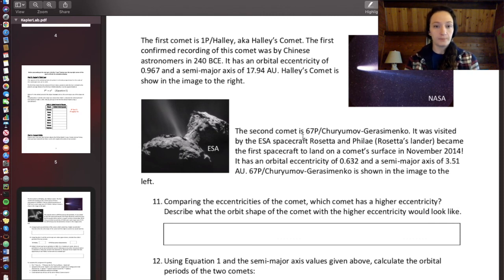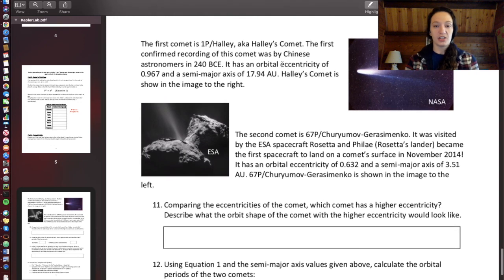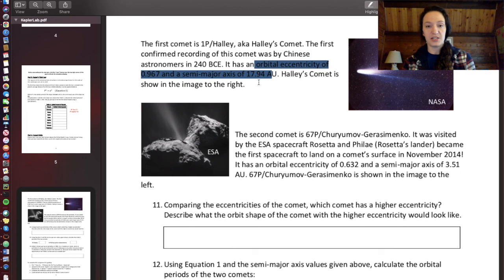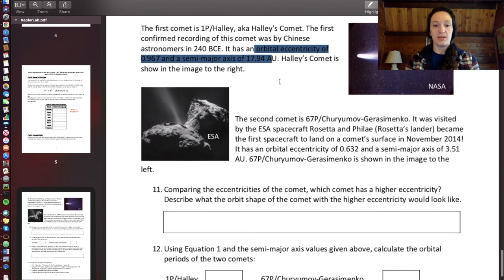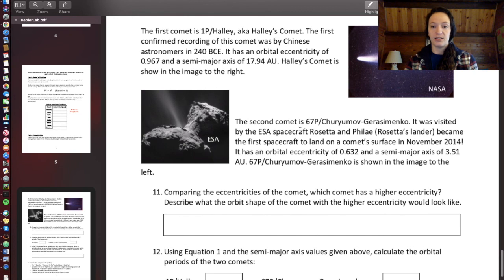Excuse me. So the important things that you need to find in these paragraphs are the eccentricities and the semi-major axes. So for the first paragraph for Halley's Comet, it says it has an orbital eccentricity of 0.967 and a semi-major axis of 17.94 AU. You need to keep those numbers in mind, or underline them or highlight them or whatever. And then you need to look at 67P, and you see down at the bottom it has an orbital eccentricity of 0.632 and a semi-major axis of 3.51.